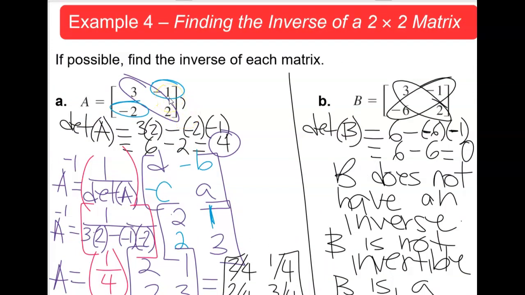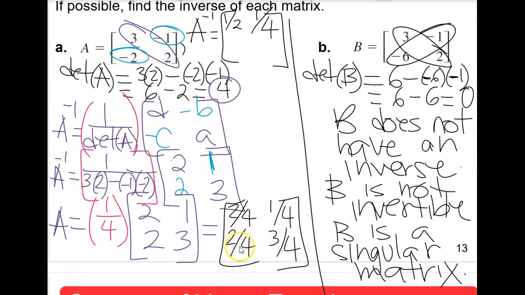So I'm going to write it here on top. A inverse is going to be 1/2, 1/4, and then here we have 2/4, so that reduces to 1/2. And then we have 3/4, so that will still be 3/4. And so that will be the inverse of that matrix.